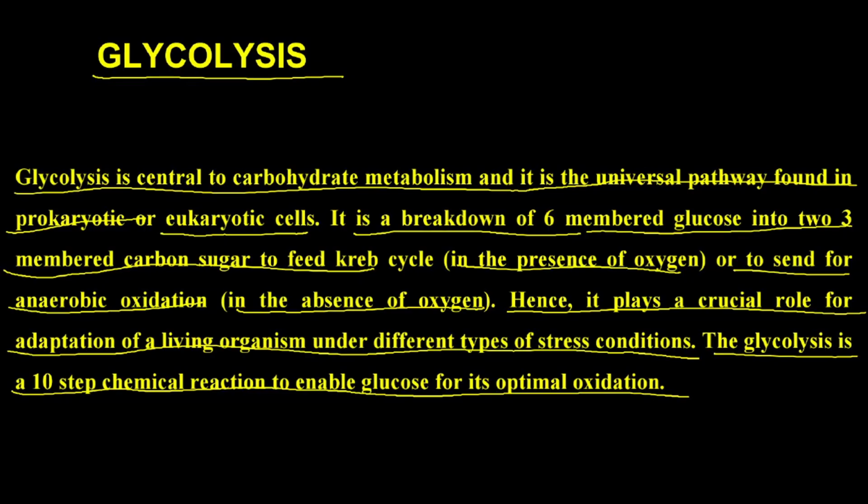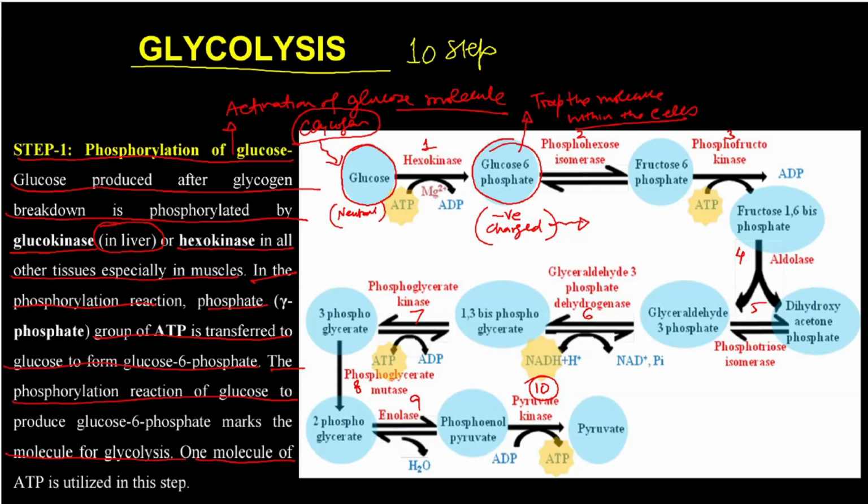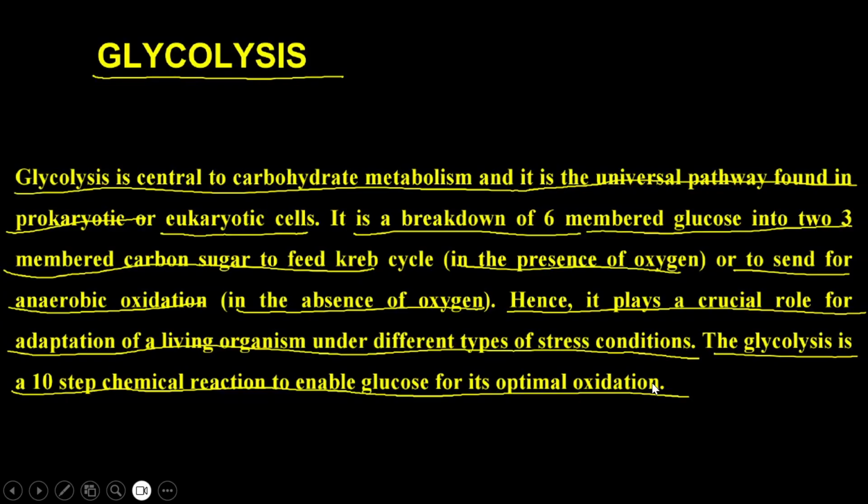Glucose is a six carbon molecule. It should be broken down into simpler three carbon molecules, which then further enter the Krebs cycle and another process, or we can say another reaction going on, to fully utilize this glucose to generate the maximum energy that can be generated from a single glucose molecule to its full potential. So it is the breakdown of six-membered glucose into two three-membered carbon sugars to feed the Krebs cycle in the presence of oxygen.